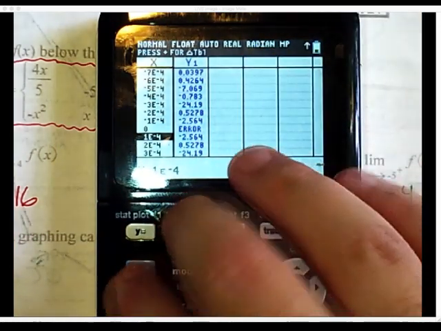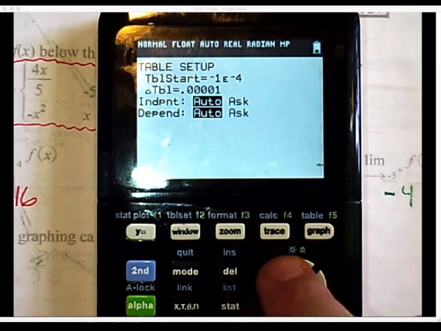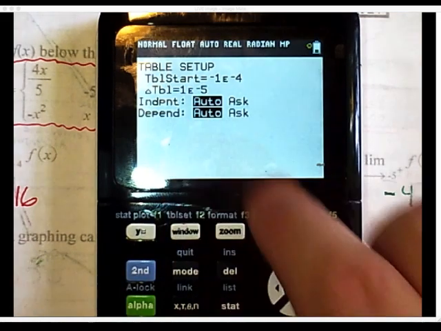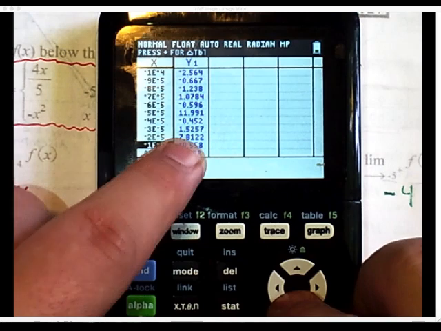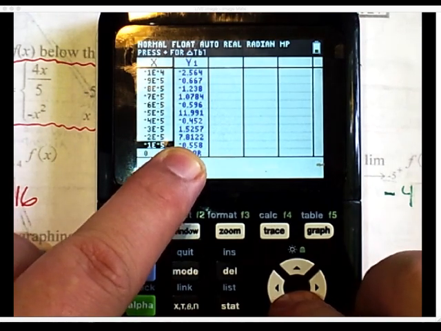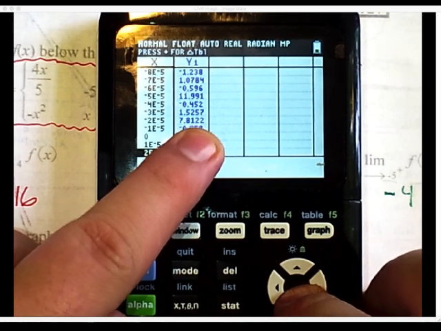So you might have to reset your table. Maybe you start at negative 0.0001 and go 0.00001. Then if you look at the table, right close to 0, it totally switches to a different number. It was negative 2.5 a second ago. Now it's negative 0.55.